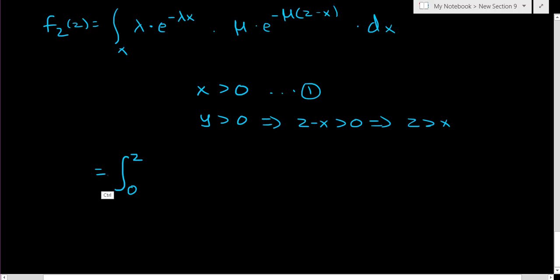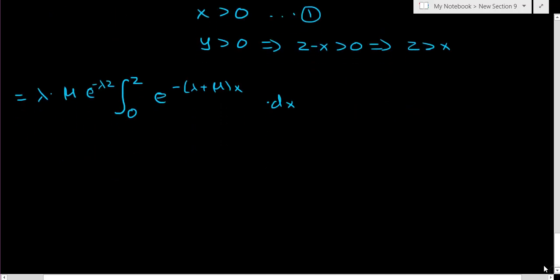Okay, so now how do we solve this? Let's take the constants out. Lambda into mu comes out, and e to the power of minus mu z also comes out, because it is a constant. So inside I just have e to the power of minus (lambda plus mu) x dx. Now let us just integrate this to get the answer.